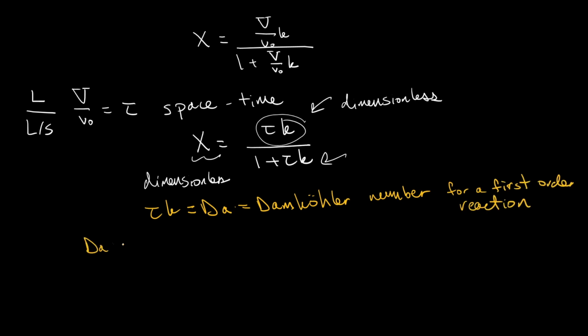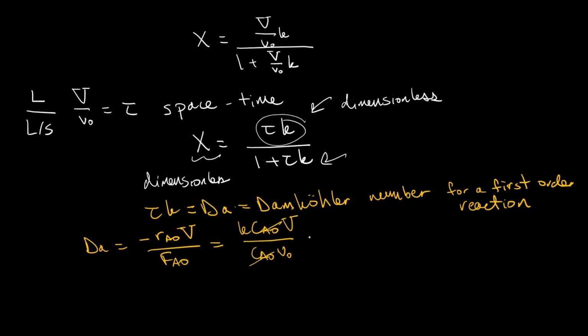The Damköhler number is actually defined as minus r_A0 V divided by F_A0. And since our reaction rate might change depending on if it's a first order reaction or second order reaction, this will be a different quantity for different orders of reaction. So this tau k is not going to be what it is for a second order reaction. In our case, it's going to be equal to k C_A0, which is our rate of reaction at the inlet, divided by C_A0 times v_0, which is our flow rate at the inlet.